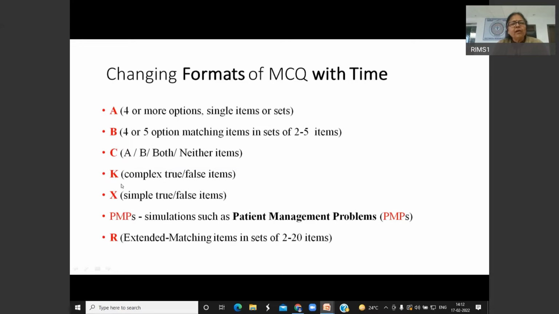Later on the K format came, and this was a bit of a complex format, telling a statement and then asking whether it is true or false. After that, another type came, the X type, which was again true or false items. After that, another simulation type of item format came, known as the patient management problem, because it had a very good vignette of a case scenario, and this case scenario was followed by a few questions. And after all, the latest one is the R type, the extended matching item, which is a set of 2 to 20 items. In fact, this is very complex, and many people don't like such a format.